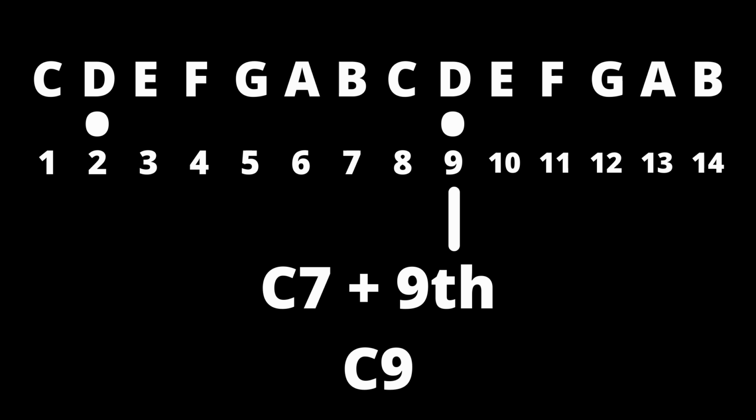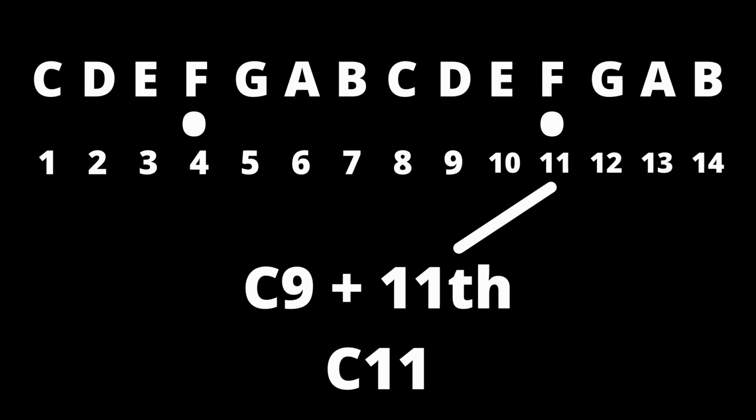The 9th note is D. You will see that this is the same as the second note, but it is an octave higher, so we add 7 and it becomes 9. If you add the 9th note D to the C dominant 7th chord, then you have a C dominant 9th chord. The 11th note is F. This is the same as the 4th note. If you add this to the C dominant 9th chord, then you get the C dominant 11th chord.